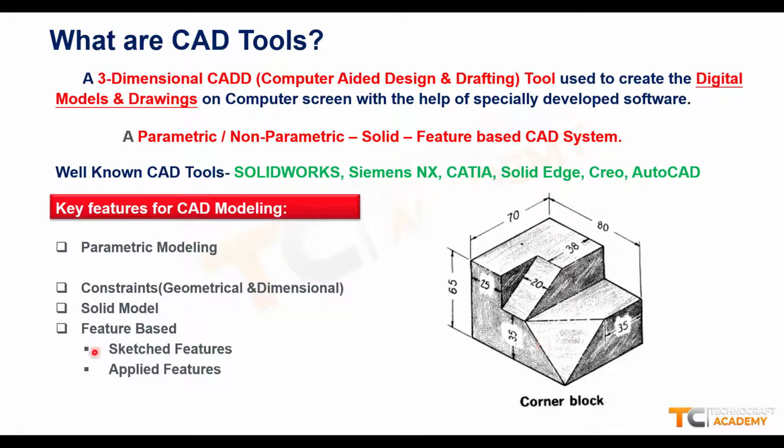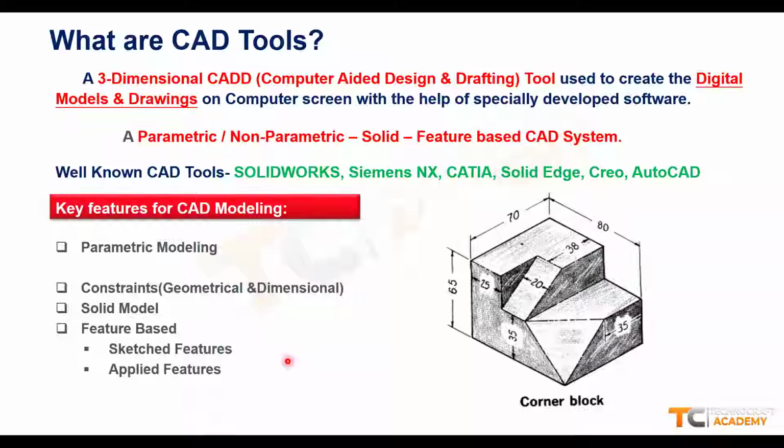Okay, next one is features. There are two types of features: one is sketch-based features, the next is applied features. Does anyone know about features in CAD tools? What are sketch-based features? Once we sketch it, we extrude to make a whole part. Good, those are called sketch features. Yes, extrude, then cut, sweep, loft. Then what about applied features?